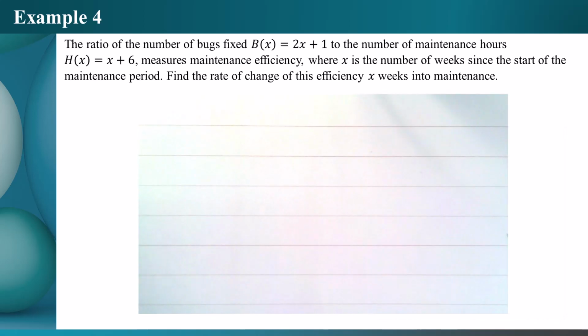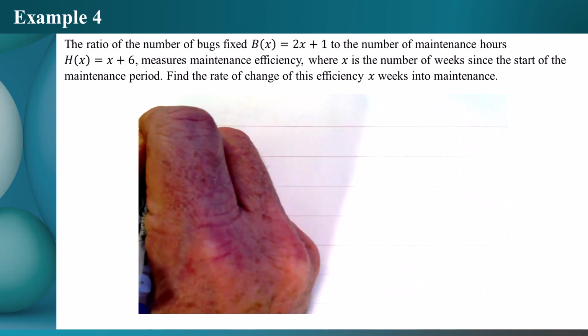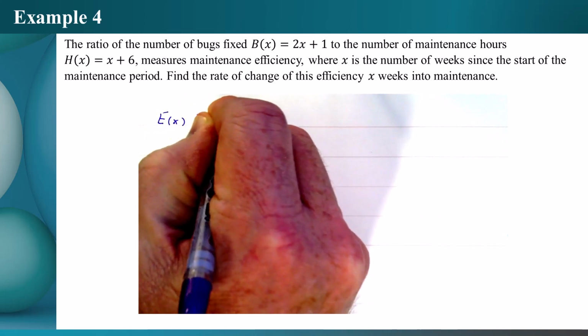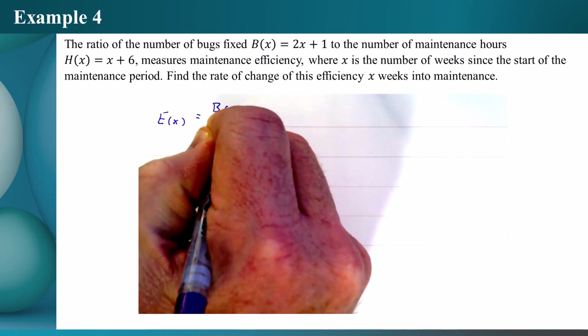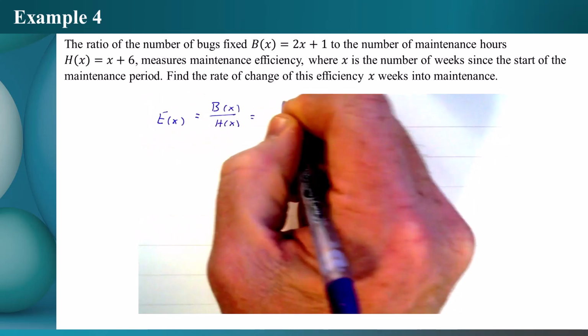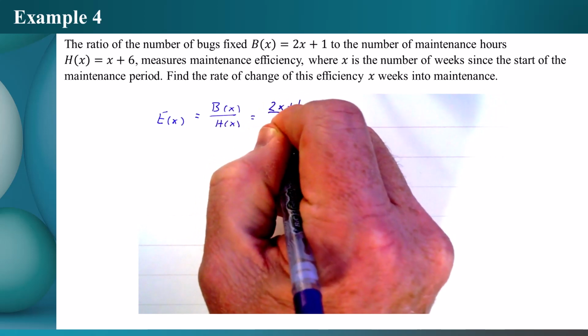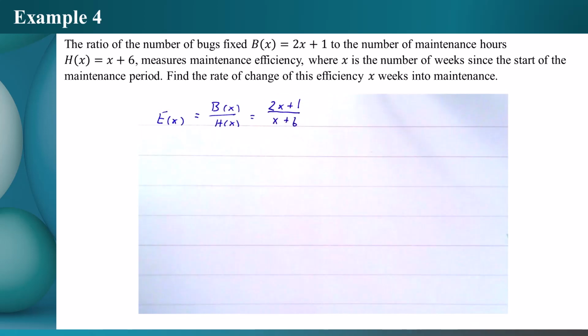In this problem, we have the ratio of the number of bugs fixed given by b of x equals 2x plus 1, and that's being put over h of x, which equals x plus 6. So how about if we just call that something like maybe e of x? So we have this ratio b of x over h of x, and this equals 2x plus 1 over x plus 6. And we're asked to find the rate of change of this efficiency x weeks into maintenance. In other words, we want to find e prime of x.